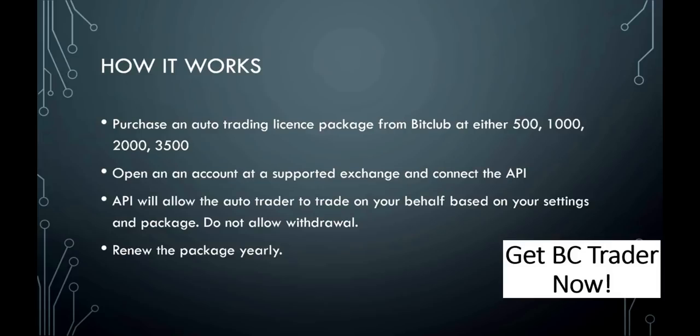All right. Okay, so the API will allow the auto trader to trade on your behalf based on your settings in package. There will be certain limitations. Do not allow withdrawals. So there's an option for most exchanges where you can actually click and say no, do not allow withdrawal for this trading bot, which basically means that all the funds are still with you. Okay, funds are still with you. It is not with Bitclub Network. Bitclub Network is just trading on your behalf.